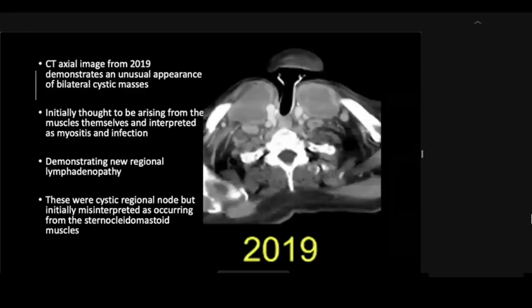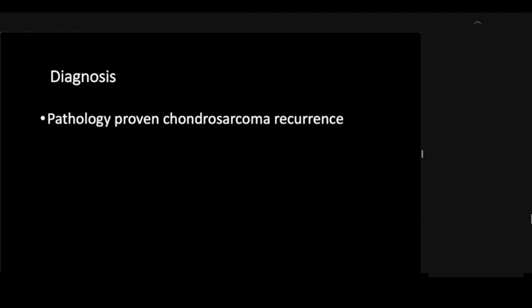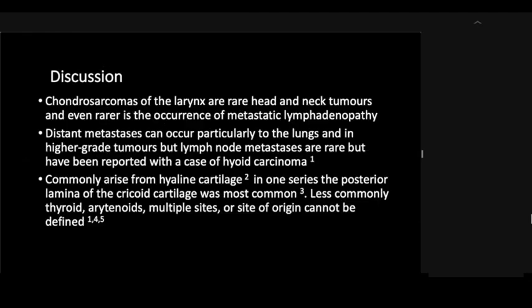On this presentation, this is a selected image from the patient's CT soft tissue neck study. It shows unusual appearance of bilateral cystic masses, and these were what were palpable on the examination. Initially, this was interpreted on imaging as arising from the sternocleidomastoid muscles themselves and interpreted as a myositis and infection. But in fact, this is demonstrating new regional lymphadenopathy. These were cystic regional lymph nodes and not, as originally misinterpreted, arising from the sternocleidomastoid muscles. This is pathologically proven chondrosarcoma recurrence in regional nodes.